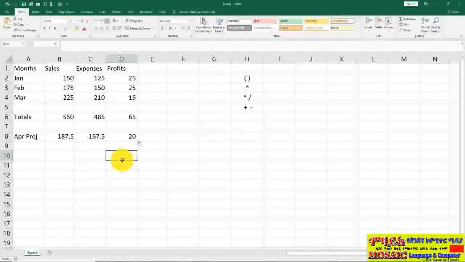That gives you a quick overview of the order of operations in math. Remember, that's probably the most important thing about formulas. Always think about, is it going to automatically do what I want first? If not, enclose it in parentheses.